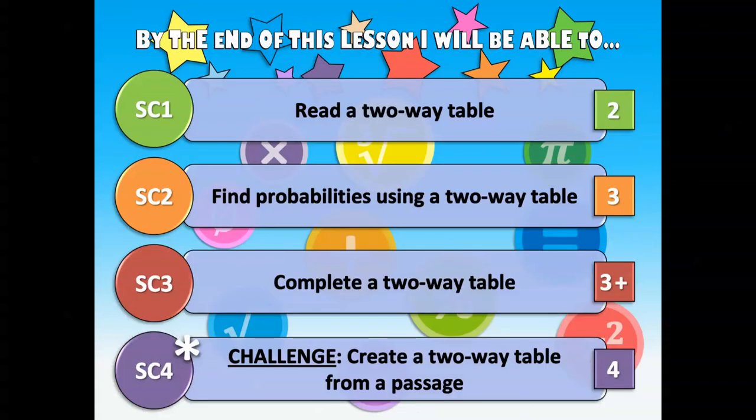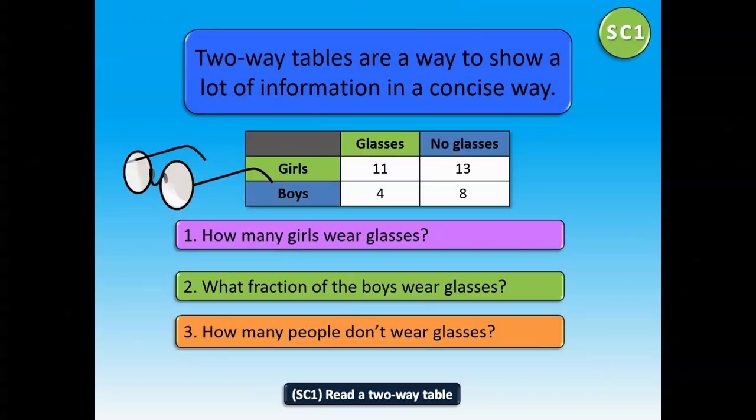We've got 4 success criteria, and the first one is to be able to read a two-way table. Two-way tables are a way to show a lot of information in a concise way. Underneath we've got an example of a two-way table of girls and boys and who wears glasses and who doesn't wear glasses. We can read from the table how many girls wear glasses.